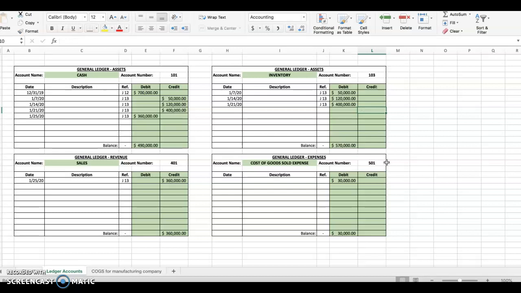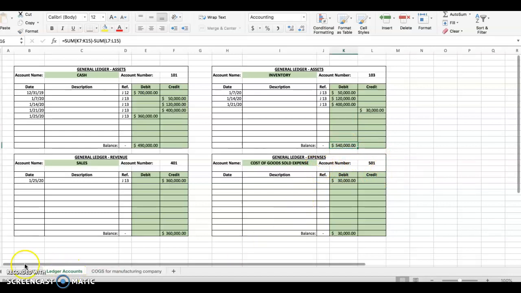Had the wrong number there. Inventory would be credited by $30,000. Okay, and you can see the ending inventory in that scenario is $540,000, and that's what we show back in the sheet.